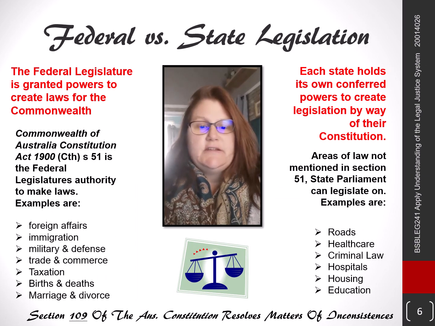Federal versus state legislation. The key difference between federal and state legislation lies in their jurisdictions. Federal powers are derived from the Australian Constitution Act 1900 (Commonwealth), specifically Section 51. In contrast, the states have powers to legislate in other areas such as roads, education and criminal law. Section 109 of the Constitution addresses conflicts between Commonwealth and state laws, stating that if a Commonwealth law contradicts state law, the Commonwealth law prevails, rendering the state law invalid due to its inconsistencies.